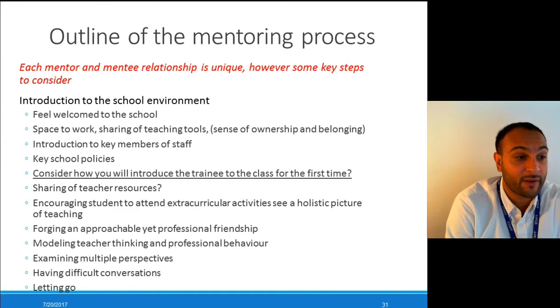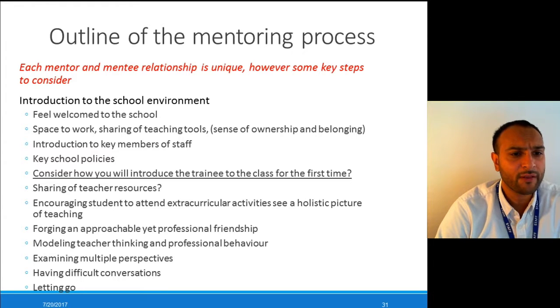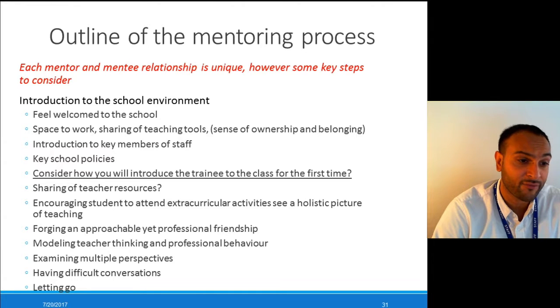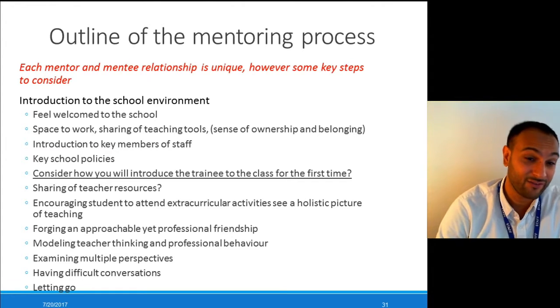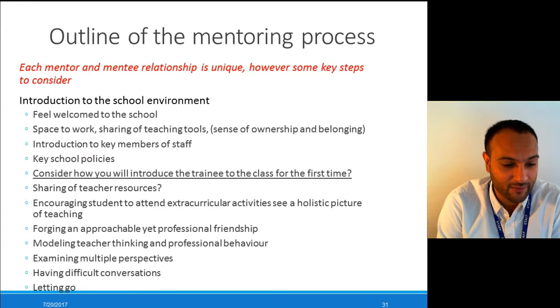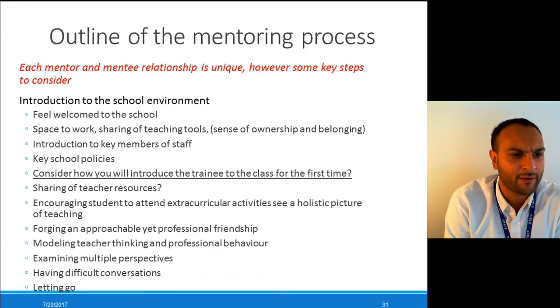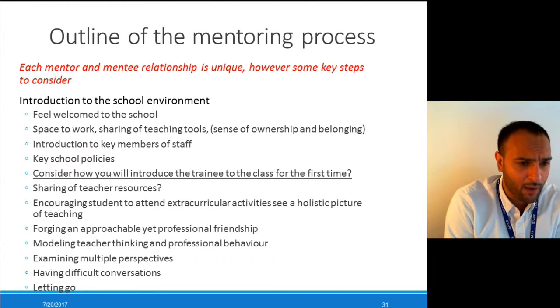What you also might want to do is really think and consider how you'll introduce the trainee to the class for the first time. Will you introduce them as a trainee teacher, which probably isn't most suitable? Or think about it, be creative. Would you introduce them as an expert in this topic of work that you might be working with over the term? Think about how you'd like to do that.